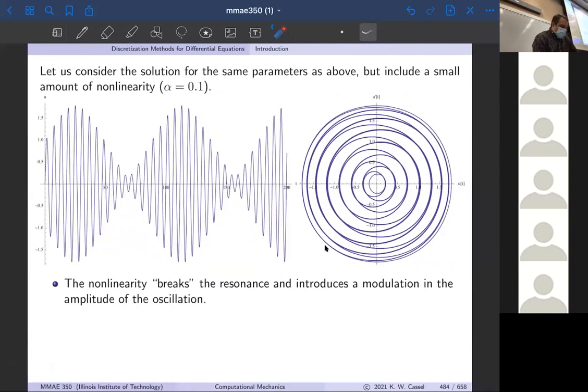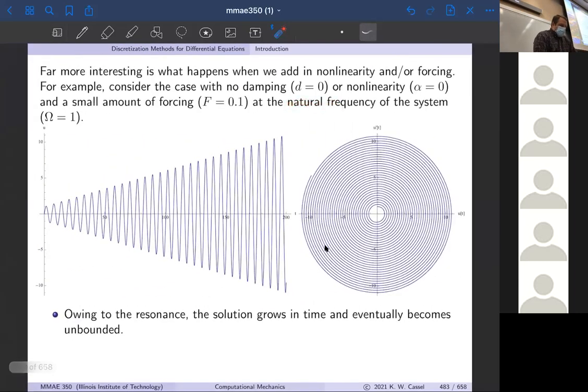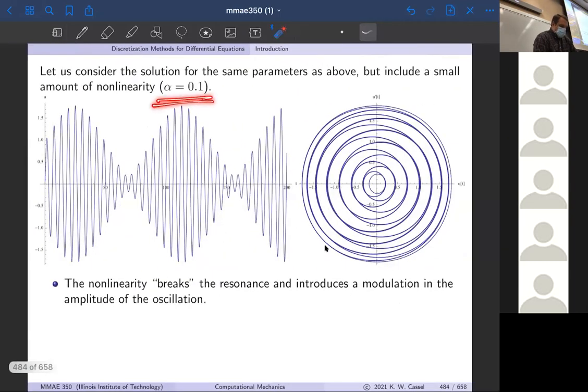Now, let's try adding in a little bit of nonlinearity. So same as the previous case: no damping, small amount of forcing, forcing at the natural frequency. But now I'm going to add in just a little bit of nonlinearity. Boom. I broke the resonance. Just a tiny little bit of nonlinearity is enough to break the resonance. It's completely gone.